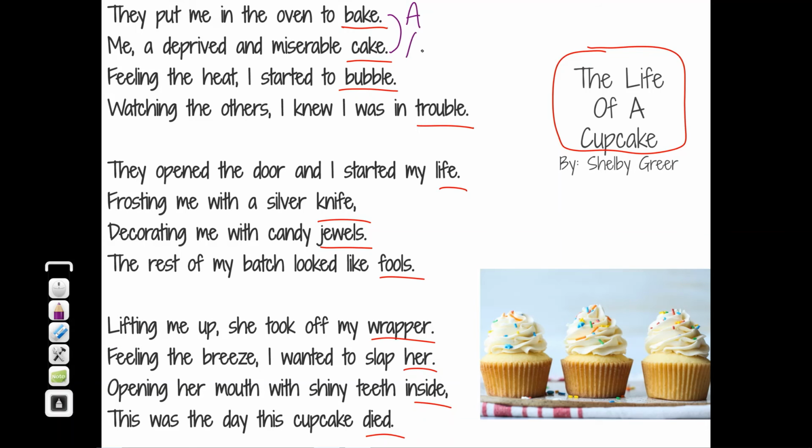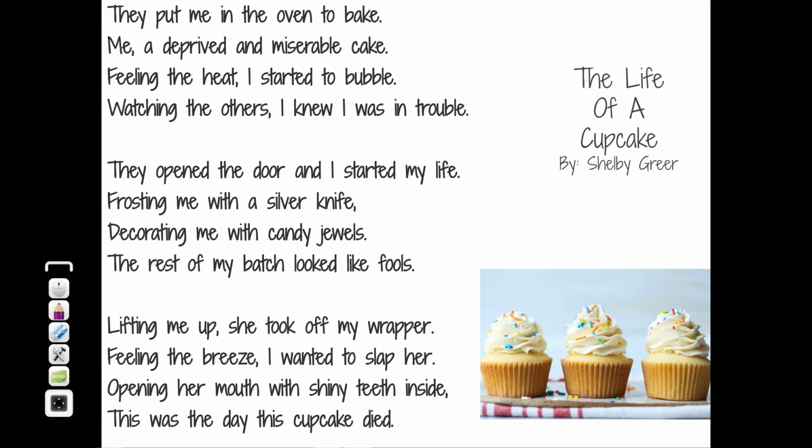So we have A. Same thing with the second one. We see that bubble and trouble rhyme, so we label that B. And we keep going. We know that life and knife go together. We know that jewels and fools go together. Wrapper, her, inside, died. We know all of those go together.